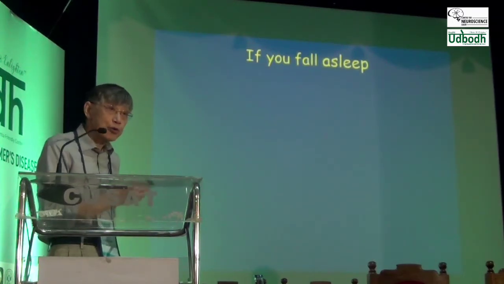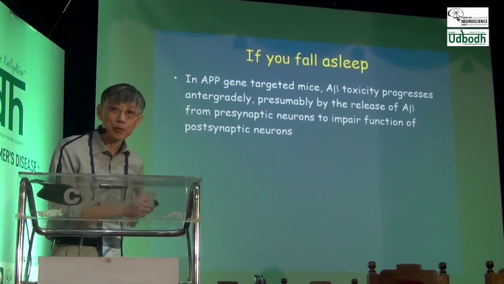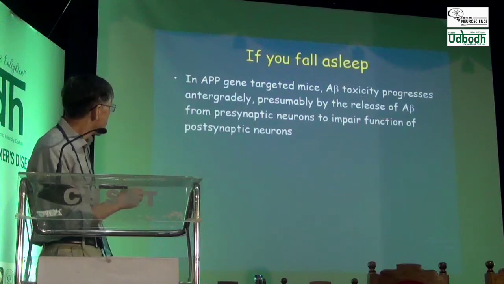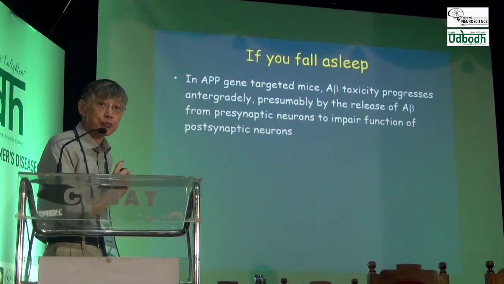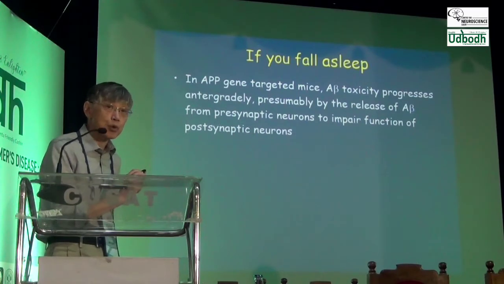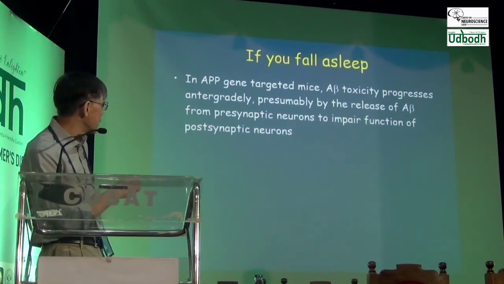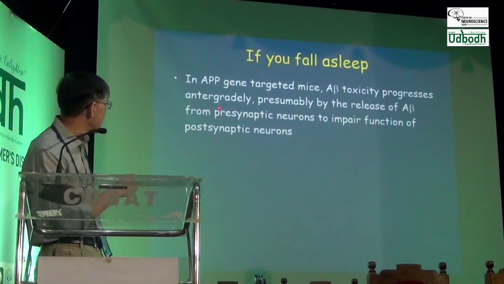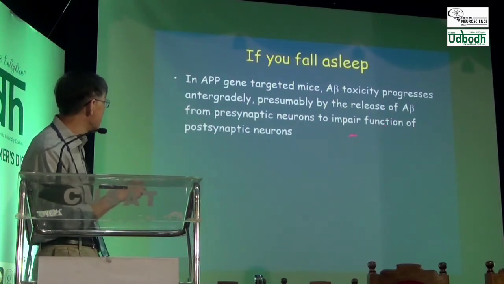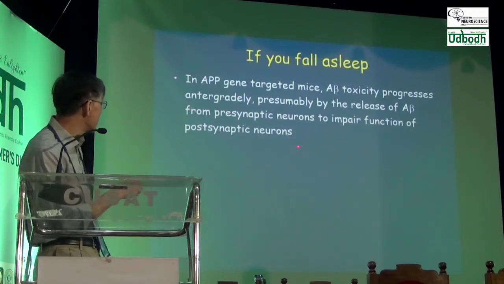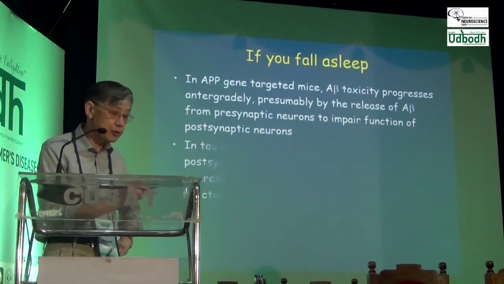I'm going to tell you three stories now, and if you fall asleep, these are the three major conclusions that I will hopefully guide you through. One is that in APP gene-targeted mice, and I'll come to explain it, APP is the amyloid precursor protein, which is a precursor to the amyloid, the A-beta, that's in these amyloid plaques, A-beta toxicity, or the amyloid toxicity, progresses anterogradely. It goes from the cell body distally, presumably by the release of A-beta from presynaptic neurons to impair function of postsynaptic neurons. And I'll show you the data to support this conclusion.